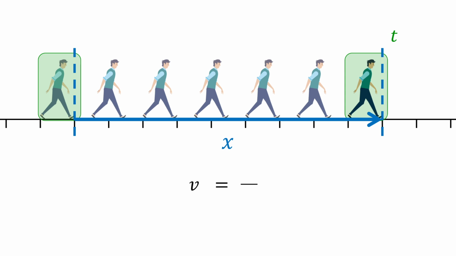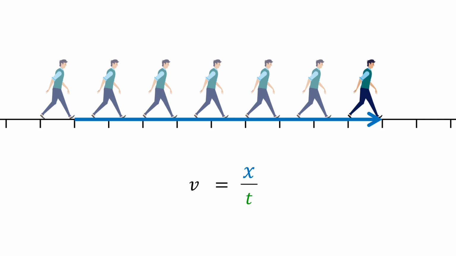So here's a way of looking at it. If we know how far a person has traveled, and we know how long it's taken, then we can find the velocity, or the speed, by simply doing the distance divided by the time. And so this is the expression for the speed of the person.